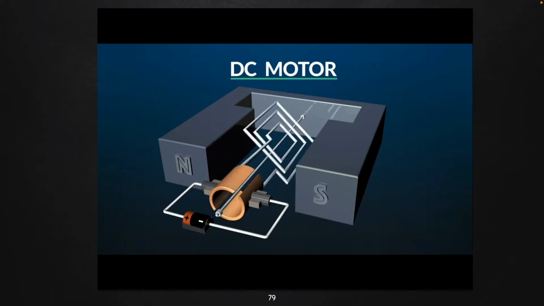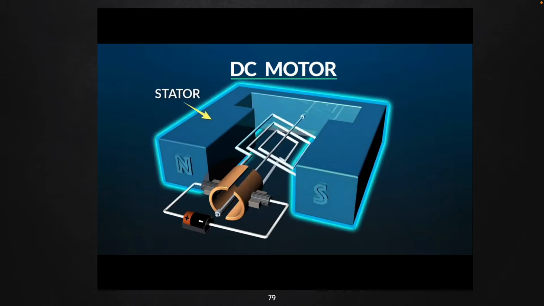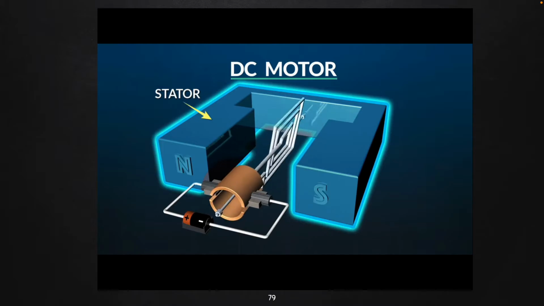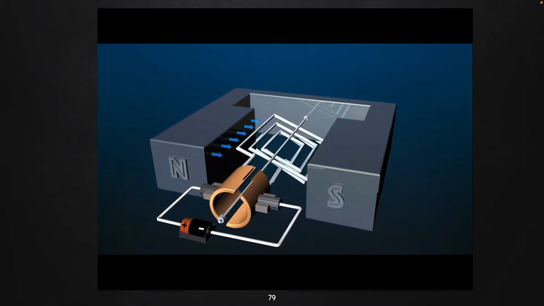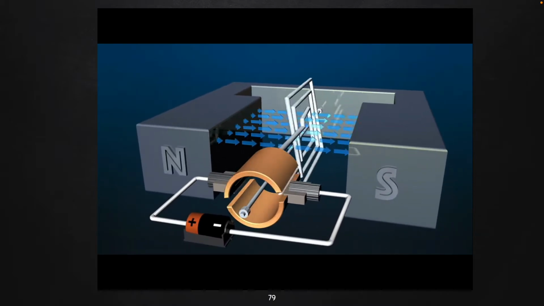This assembly sits in a stationary magnetic field that is created by the stator, made of either a permanent magnet or coil-wrapped metal plates that surround the rotor. The field exerts a magnetic force on the wires, which causes the rotor to turn.